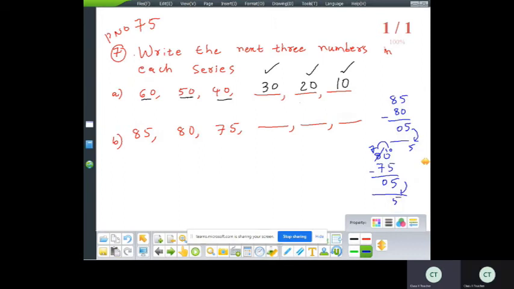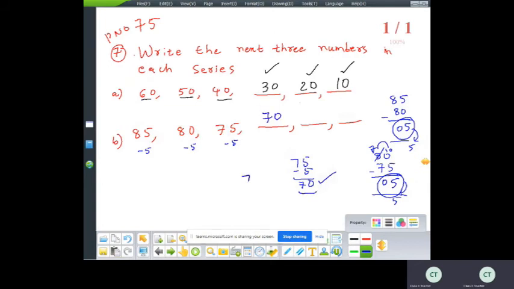It means in this series, every number is decreased by 5. 85 minus 80 is 5. 80 minus 75 is 5. It means every number is decreased by 5. 85 minus 5 is 80. Next, 80 minus 5 is 75. 75 minus 5: 5 minus 5 is 0. Only 7 is there, so 70. Our answer is 70.